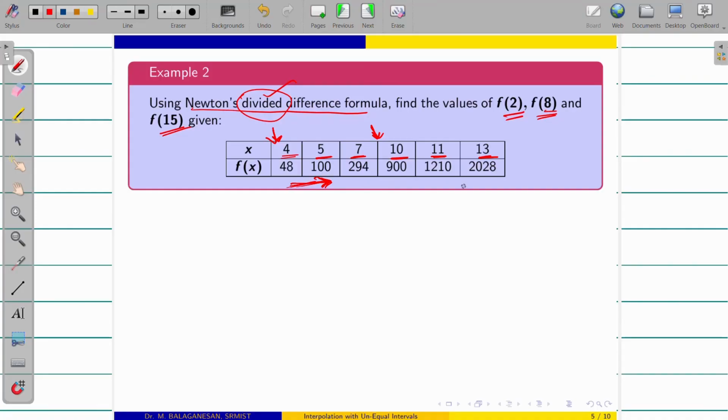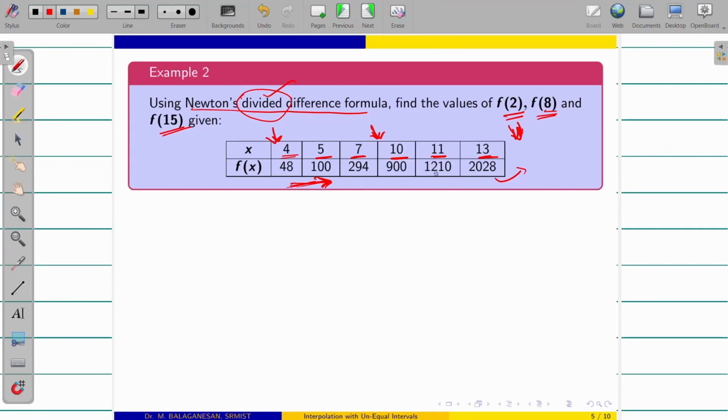That is the way you have to do the cross check. Similarly, for f of 15, look at 13, 15. It should be above 2028, not below that. Above means not more than that. Look at that, all the differences are slightly increasing, so there won't be a major difference.